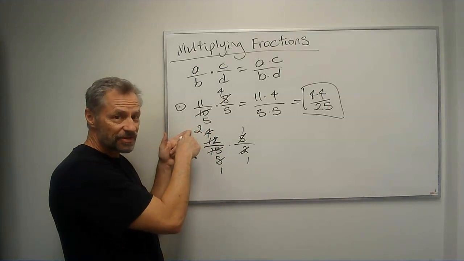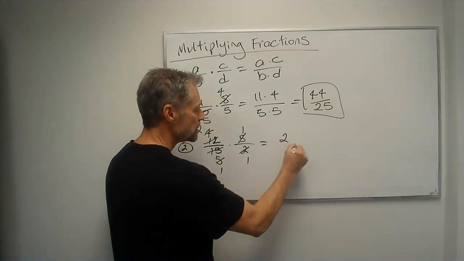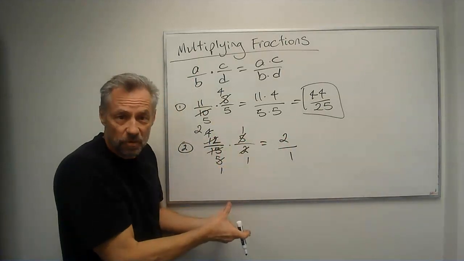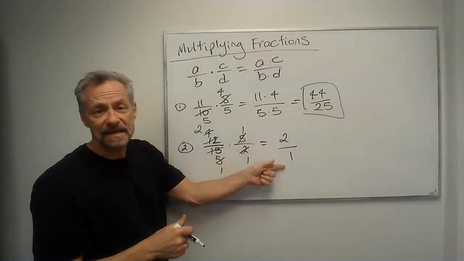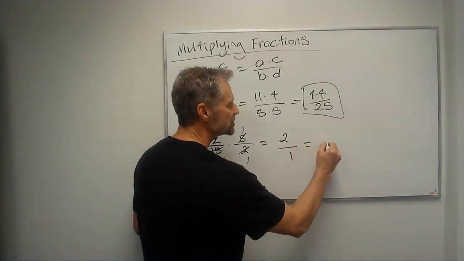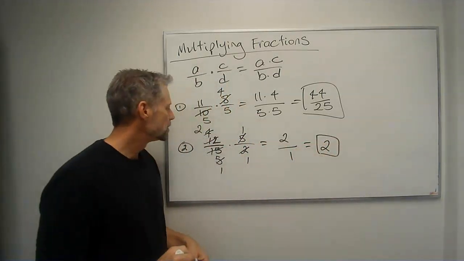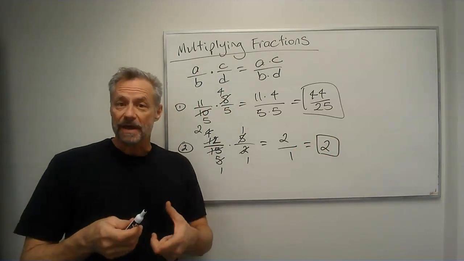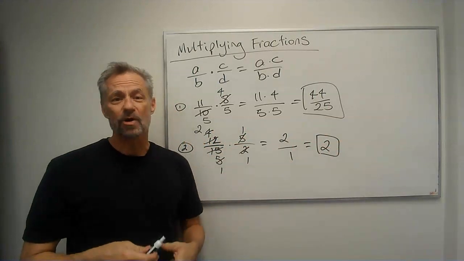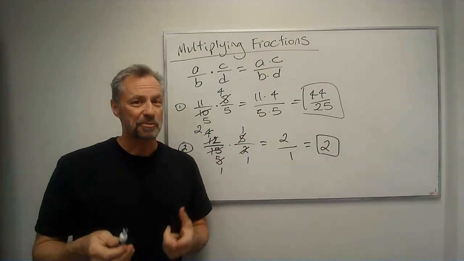All I have left on the top, 2 times 1 is 2. All I have on the bottom, 1 times 1 is 1. And remember, that's not fully simplified. That means 2 divided by 1, which is just 2. So you do have to go that extra step and just say that's equal to 2. Okay? So it's simple as that. I like to reduce and then multiply across. It saves you a lot of time. It'll make it a lot easier.